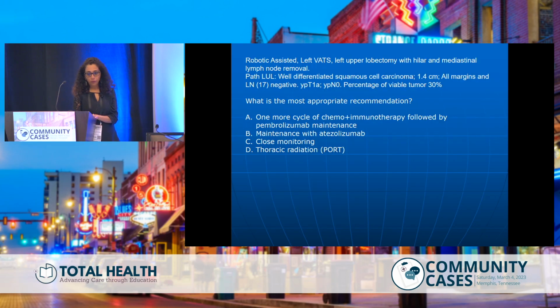So after all of that, the patient underwent robotic videoscopic left upper lobectomy with hilar and mediastinal lymph node removal. Pathology showed well-differentiated squamous cell carcinoma. The tumor was 1.4 centimeter. Previously, you saw it was 4.5 centimeter or something. All margins were negative. It was a YPT1A, YPN0, but the percentage of viable tumor was 30%.